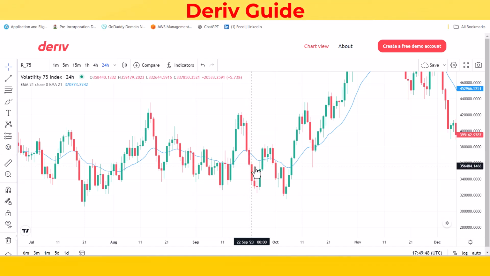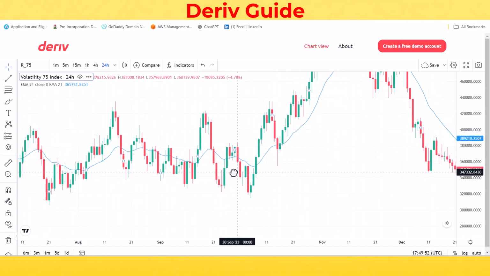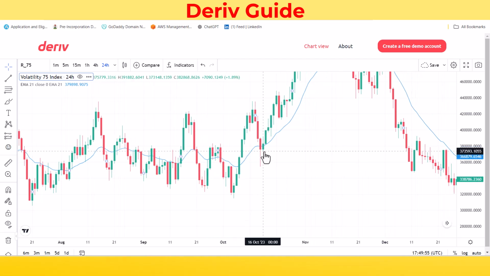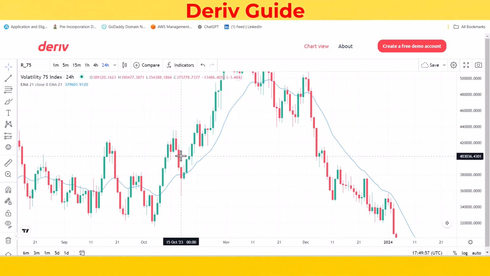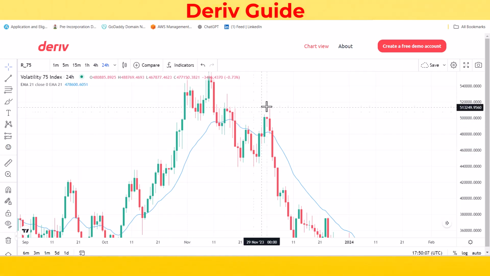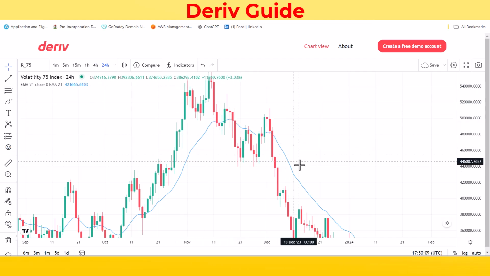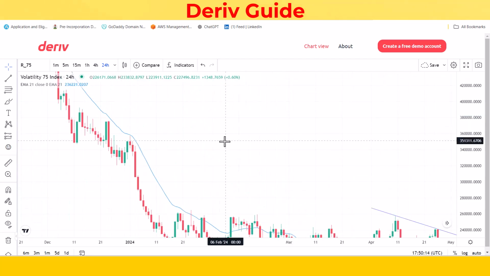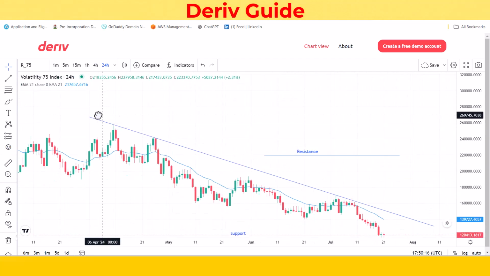Here again, it's acting as a support. Here, acting as resistance. Okay. Then for the uptrend now, you see it will touch, then go back, come down, go back, come down. So this was like a floor of the room, if you consider it like a house, and this is like the roof or the ceiling, right?